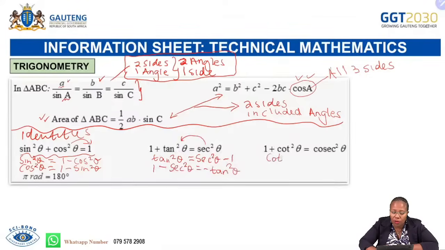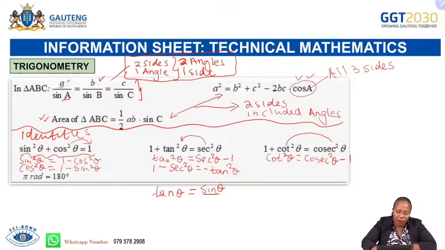You can leave the cot squared theta there and have your cosec squared theta minus 1. The same applies. You can take your cot squared theta to join your cosec there and be left with the 1 on the left-hand side. It is still right. Remember now, on this identity, do not forget an identity that tan theta is equal to sine theta over cos theta. Remember, this is the only identity that does not work with the squares.